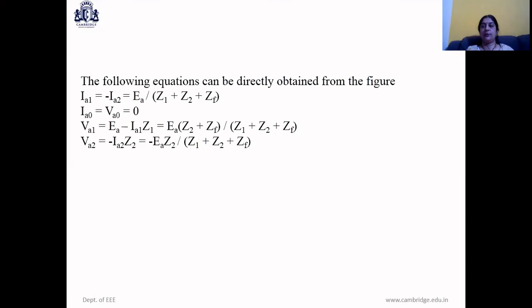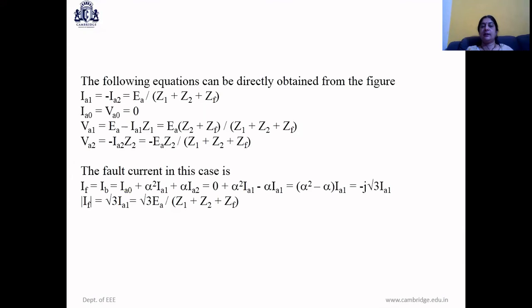Further, it can also be observed that the fault current is nothing but equal to IB, and IB is IA0 plus alpha square IA1 plus alpha IA2. IA0 is 0. IA1 and IA2 are in opposite directions, so it is alpha square minus alpha IA1. And alpha square minus alpha is nothing but equal to minus j root 3 IA1. Therefore, the magnitude of the fault current is equal to root 3 times IA1, and IA1 value is EA by Z1 plus Z2 plus ZF.